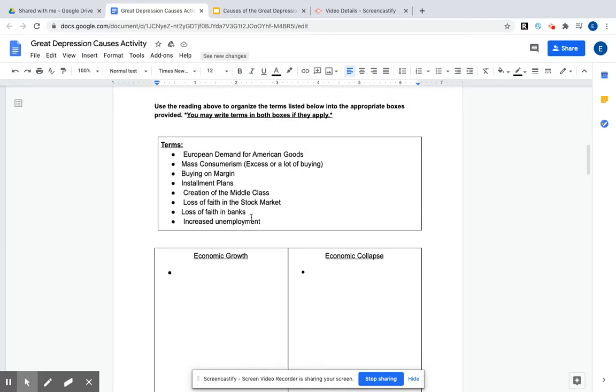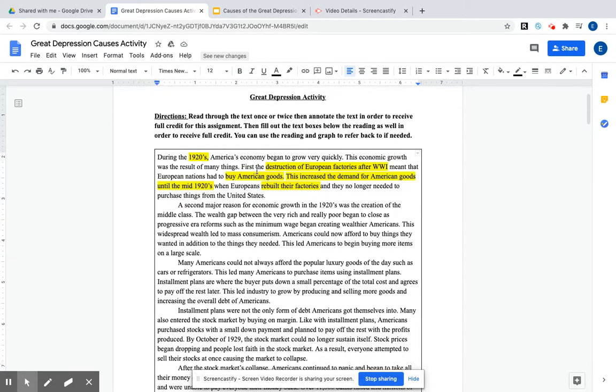So for this one, looking back at it after reading through it, European nations were buying American goods.